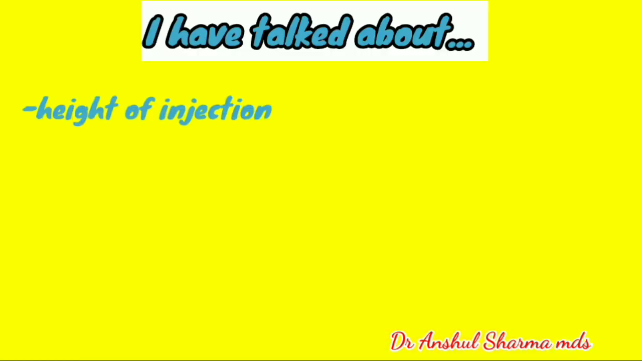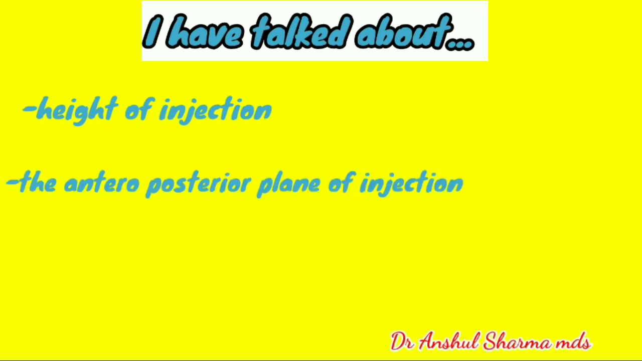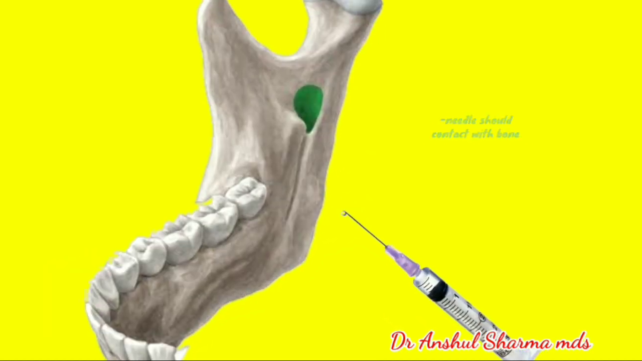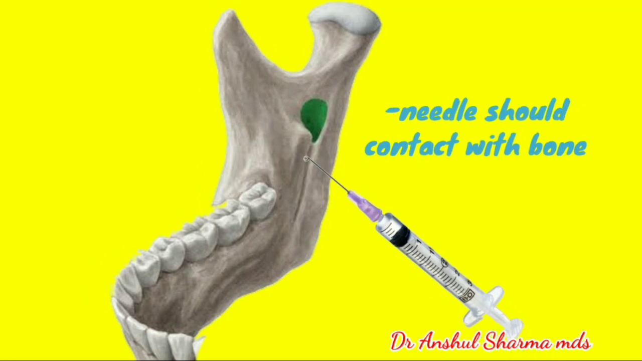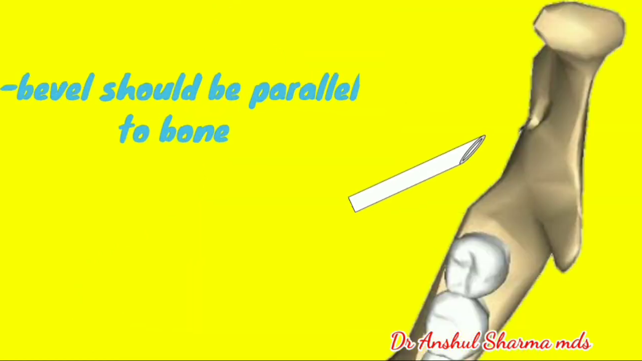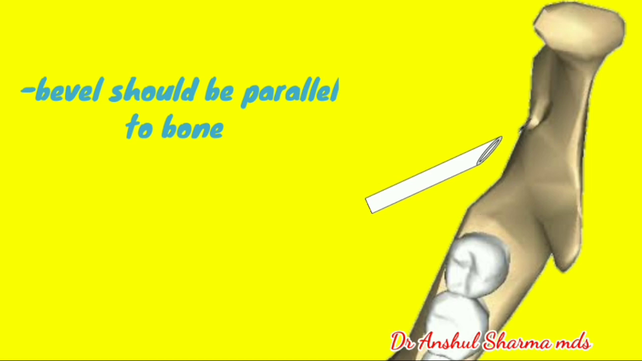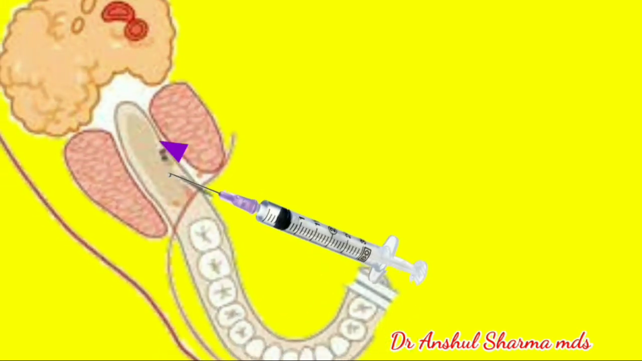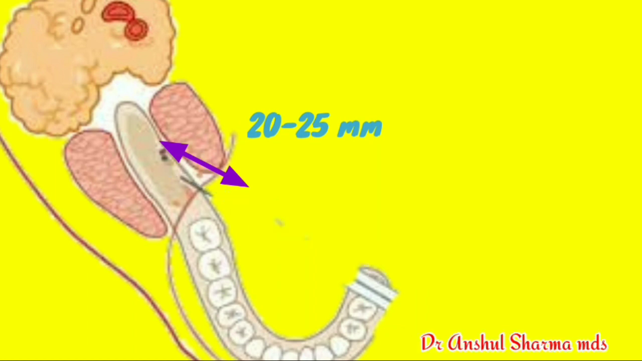I have talked about the height of the injection and the anterior posterior plane of the injection, and now I will talk about the final point, the penetration depth of the injection. It is important that you contact the bone. Your bevel should be towards the bone and it should preferably contact the bone. The average depth of penetration to bony contact is 20 to 25 mm, approximately 2/3 to 3/4 of the length of a long dental needle.